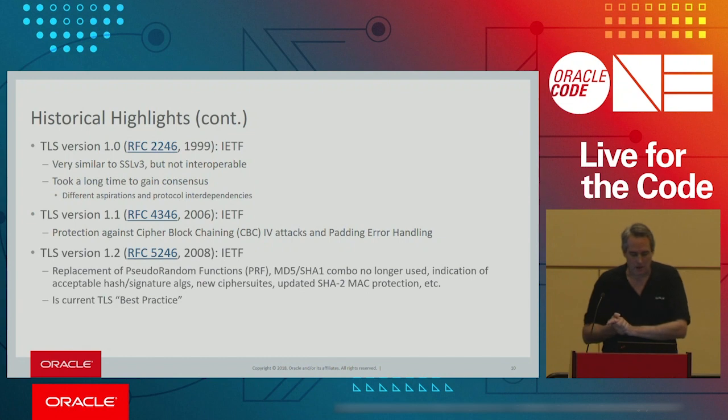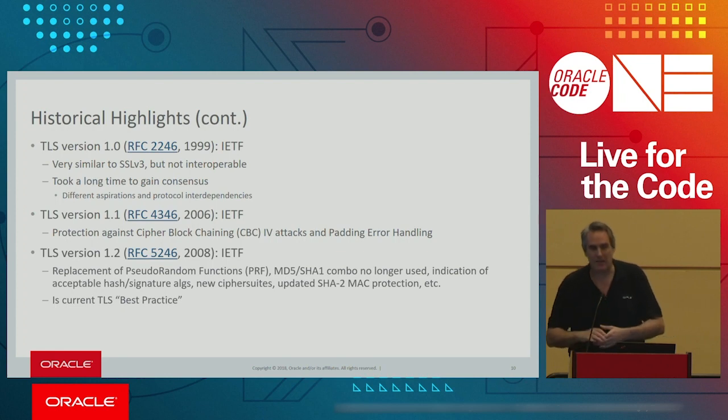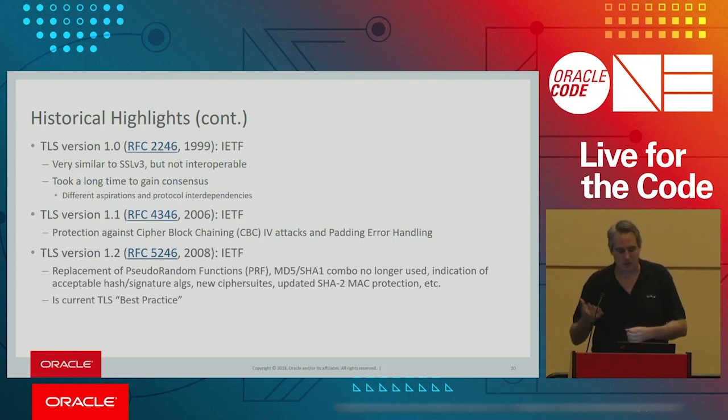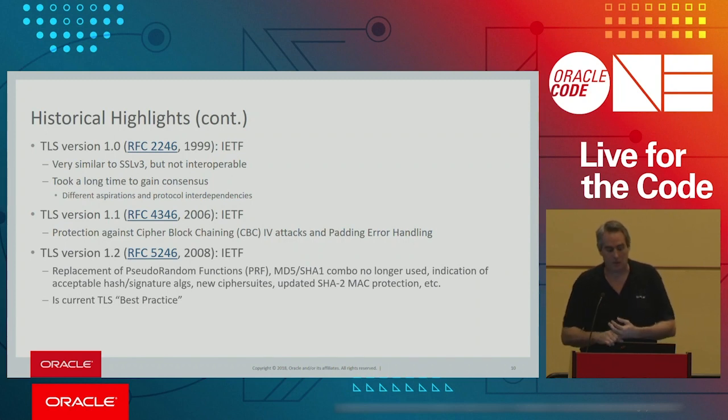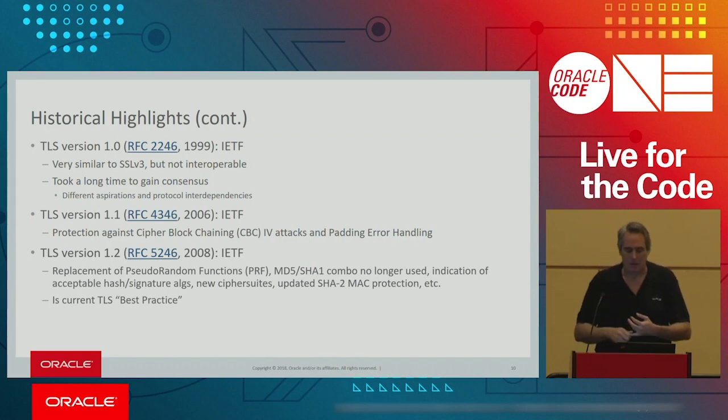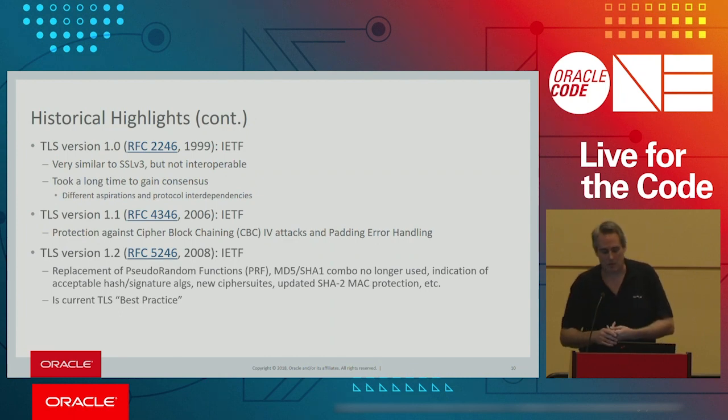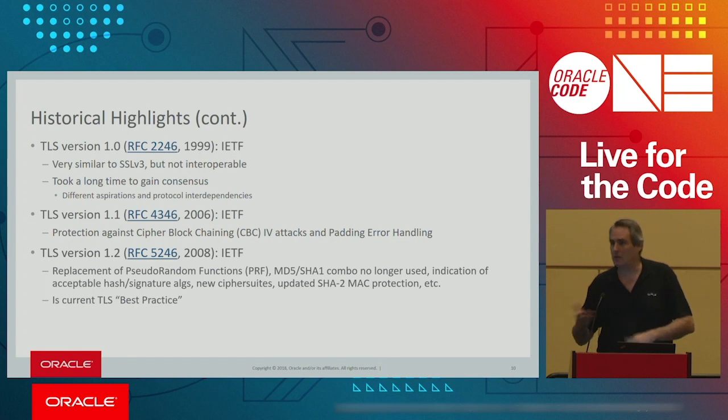Then fast forward another 2 years, and version 1.2 also came out, which is based on RFC 5246. That did a whole bunch of cleanup that they wanted to do in 1.1 but just didn't have time for. That included things like pseudo-random functions that were adjusted. The MD5 SHA-1 combo was no longer used. We're using some more modern algorithms there, and so on. And it's currently the best practice.